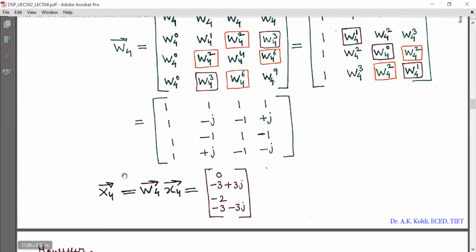Now using the formula for calculation of DFT, that is capital X vector is equal to matrix W into small x vector, and by matrix multiplication, I can get an output vector with dimension 4 cross 1 with first element as 0, then minus 3 plus 3j, then minus 2, and then minus 3 minus 3j. These elements correspond to, that is, first element 0 corresponds to k equal to 0, second element minus 3 plus 3j corresponds to k equal to 1, and so on.